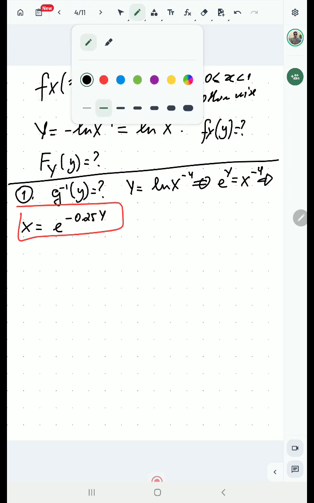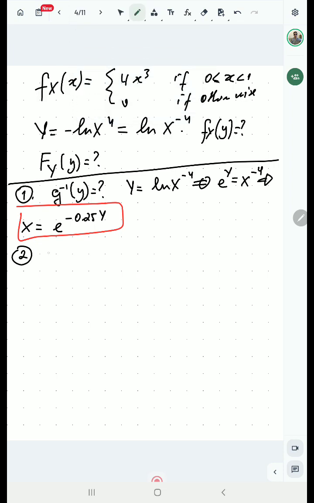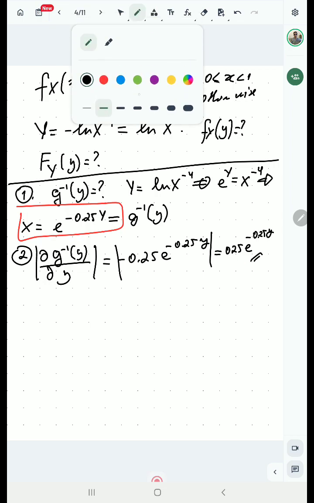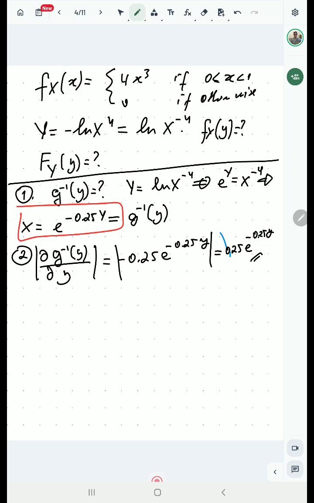Now let's move on. The second thing that we need is to evaluate the derivative of this inverse function with respect to y and take the absolute value. If you do that, this is going to give you -0.25 e to the power -0.25y, and once you take the absolute value, that gives you 0.25 e to the power -0.25y. Okay, so let's put that into another box. This is the absolute value of the derivative.